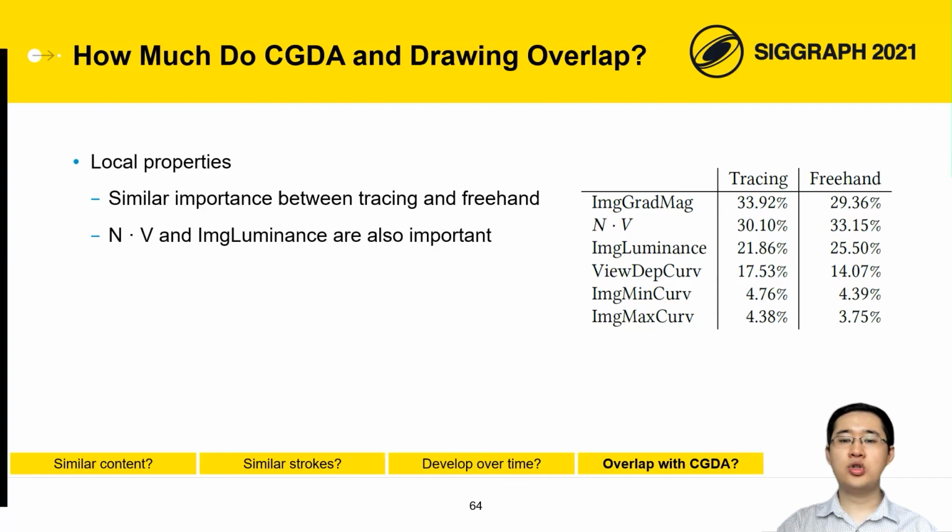Lastly, we examined which local properties contribute most to stroke placement, as CGDA output is derived from them. We show the 6 most important local properties in the table. We found that each property has comparable importance when used to predict stroke placement in tracing and freehand drawing, indicating similarity between the two forms. The high importance of n.v and image luminance shows the value of strokes for shading in our dataset compared to those containing only contours.